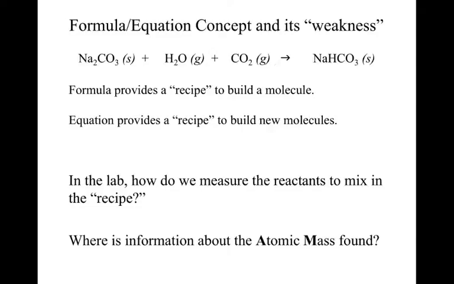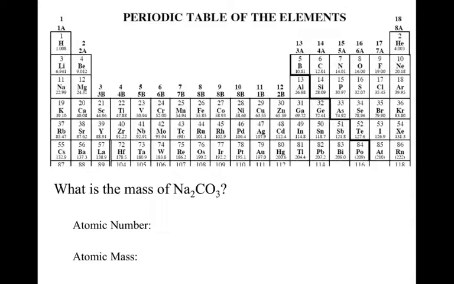Our periodic table has some information about the atomic mass. So if I was going to determine the mass of sodium carbonate to measure out my first reactant, I need to determine its atomic mass. We can use our periodic table, where we've got atomic numbers and atomic mass. The atomic number, if you remember correctly, is the number of protons, which do contribute to mass, but our atomic mass needs to account for all particles that have mass. That's really going to be the number of protons plus the number of neutrons. So we need that information.